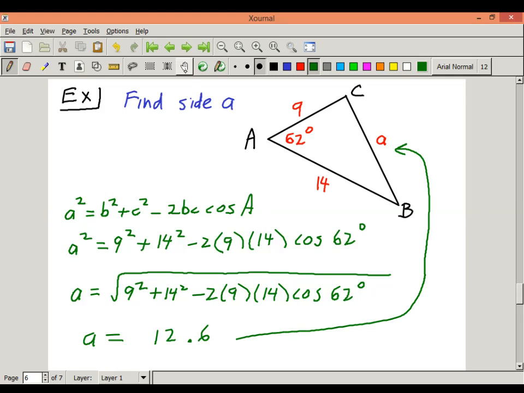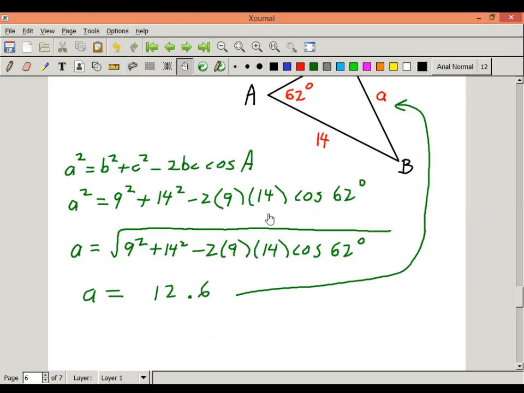Okay, let's do one more problem, law of cosines, and that'll wrap it up.